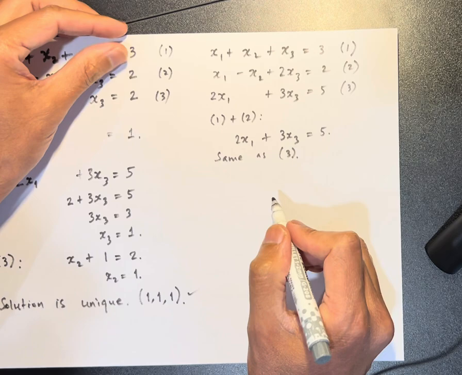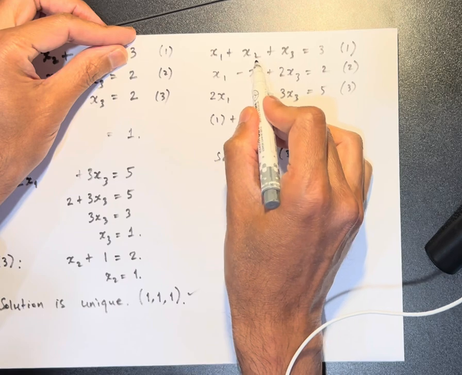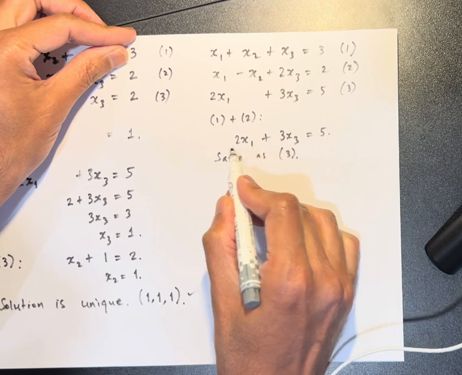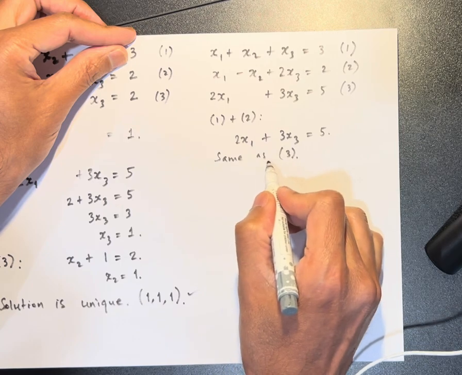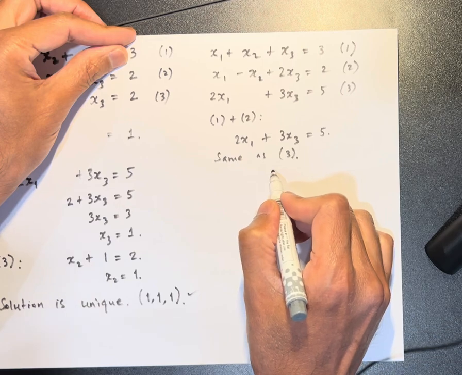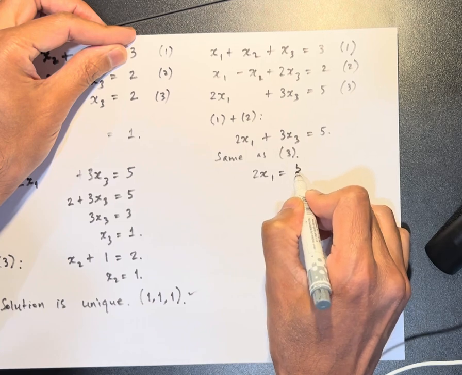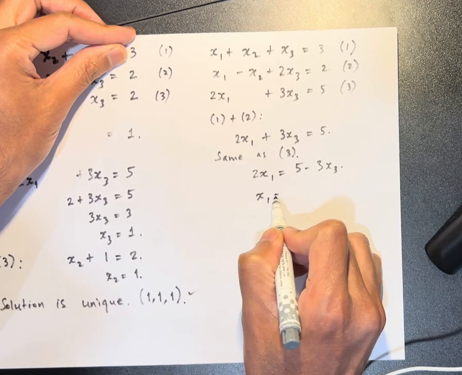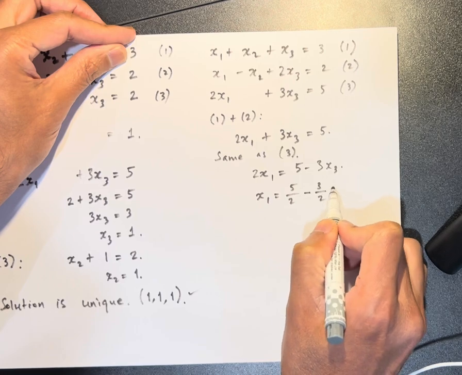So what we can do is simply express x1 and x2 in terms of x3. So let's see how we can do that. From equation 3, we get 2x1 equal to 5 minus 3x3, or in other words x1 equal to 5 by 2 minus 3 by 2 x3.